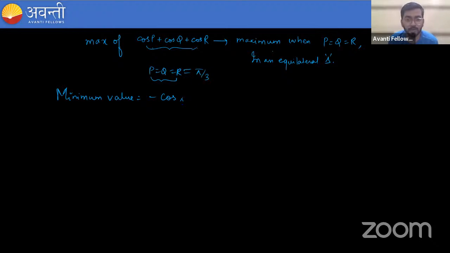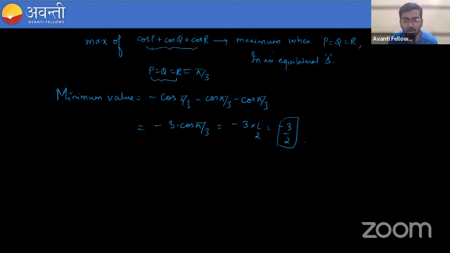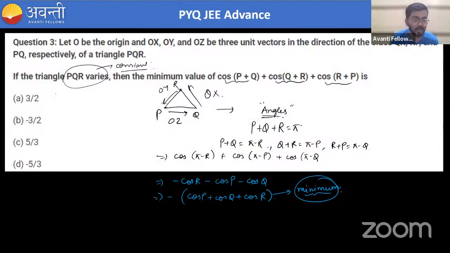So this will be minus cos pi by 3 minus cos pi by 3 minus cos pi by 3. So this will become minus 3 times cos pi by 3, and we know that cos 60 is half. So this will be minus 3 times half, which is minus 3 by 2. So the minimum value of the asked expression is minus 3 by 2. So minus 3 by 2 is our answer. I hope the question was understood by you guys.